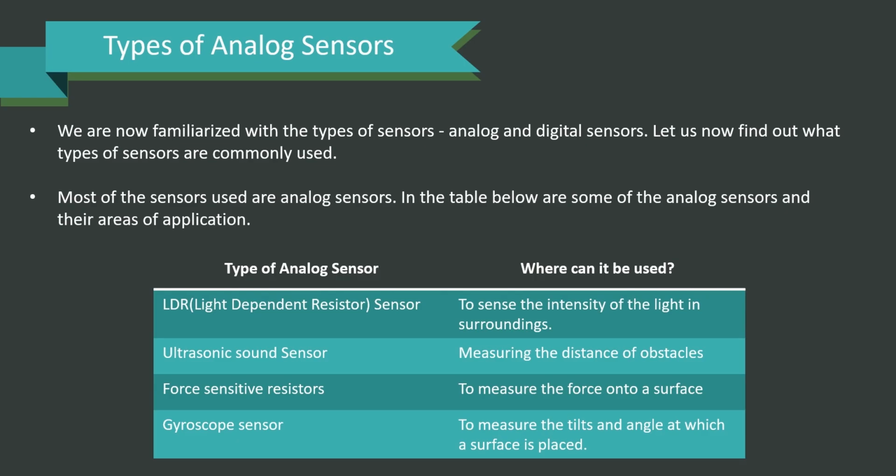Ultrasonic sound sensor comes second in the list. It is used to measure the distance of the obstacles. We use this mostly in the parking applications. Force sensitive resistors come third. This is used to measure the impact or the force given onto a surface. Gyroscope sensor comes finally in the list. It is used to measure the tilts and the angle at which the surface is placed.